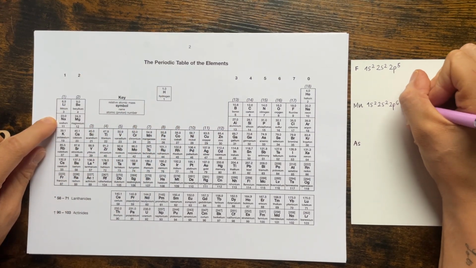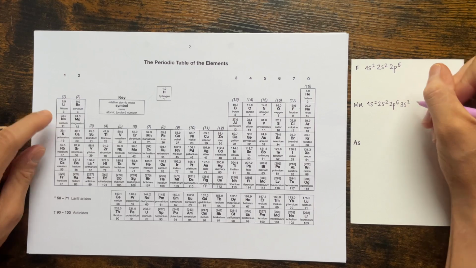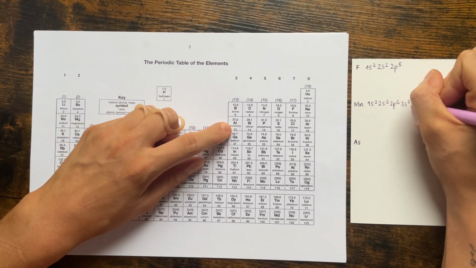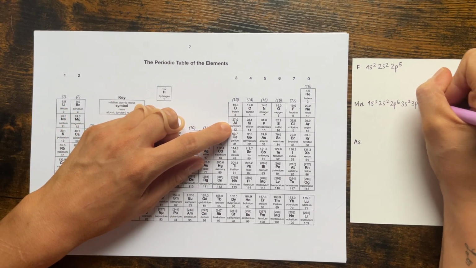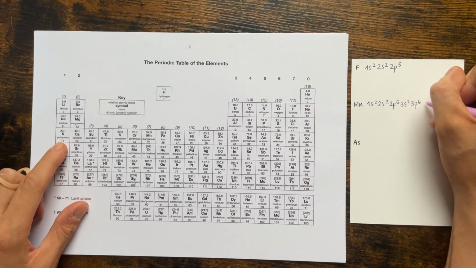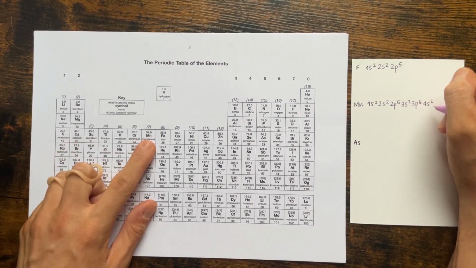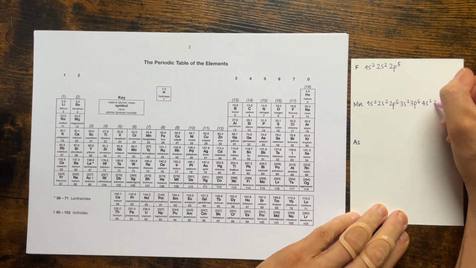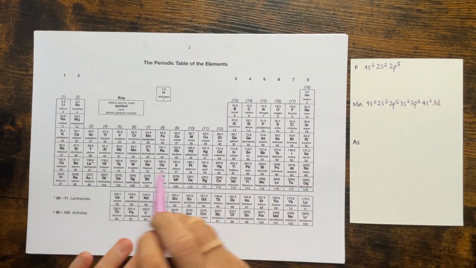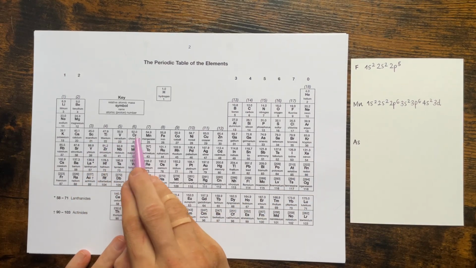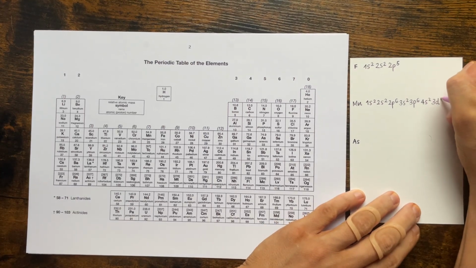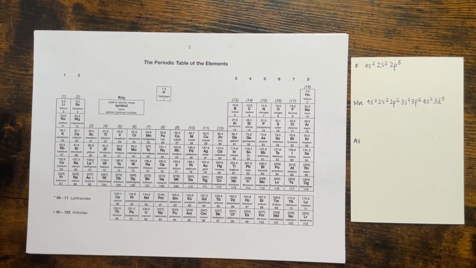Then we get to 3s2, then we keep going. Then we get to 3p6, and we have to keep going. Then we get to 4s2, and then manganese is there. So we're going to have electrons in the 3d. How many are we going to have? 1, 2, 3, 4, 5. Job done. And I'll do one more for good measure.